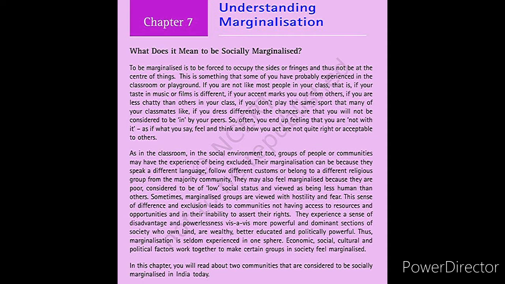What does it mean to be socially marginalized? Basically, to be marginalized is to be forced to occupy the sides or fringes, and not be at the center of things. So this is something that some of you have probably experienced in school or home or playground or anywhere else.